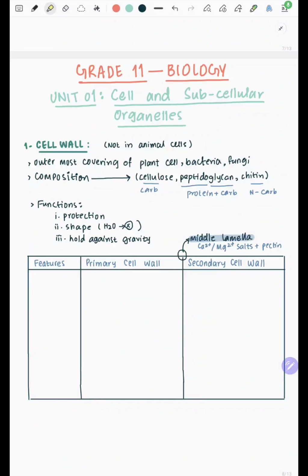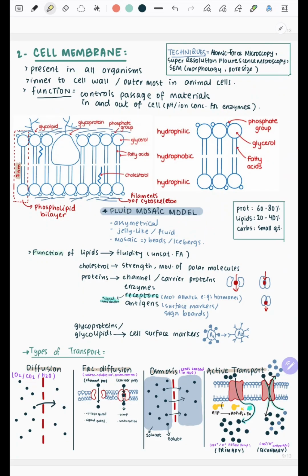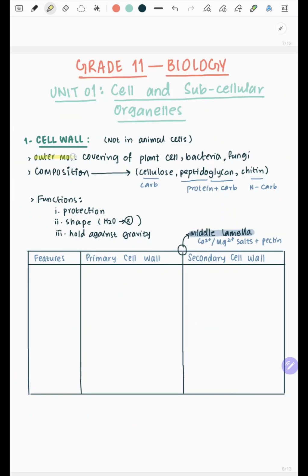In today's lecture, we learn about the external covering of the cell, that is cell wall and the cell membrane. Cell wall is the outermost covering of cells, but not all types of cells have cell wall. For example, plant cell, bacteria and fungi do have a cell wall, but animal cell does not have a cell wall.